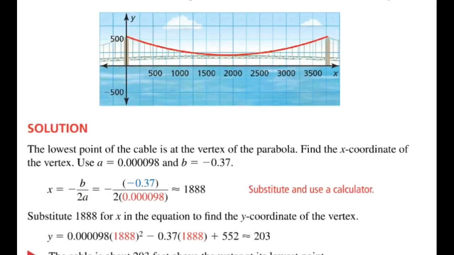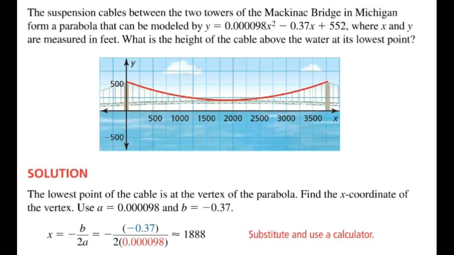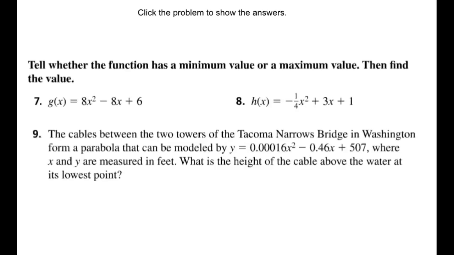So again, I used the vertex and my negative b over 2a to find some information from a real life problem. So here's your next monitoring progress. Try them out and see what you do. We've got one more example to go.